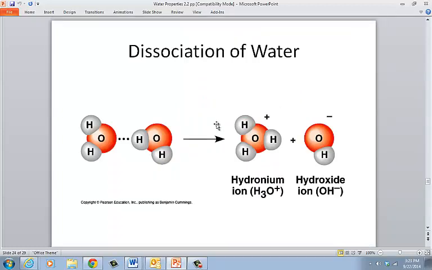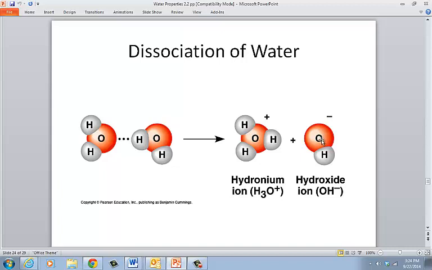All right, now we have this dissociation, and this is where it's going to break apart. We start off with H2O here and a hydrogen bond between these two water molecules. What's going to happen is they're going to dissociate, so it's going to break apart. When it does, it doesn't break apart into water and water. It breaks apart into this hydronium ion. You can see there are 3 hydrogens here. And then this hydroxide ion, this OH minus.